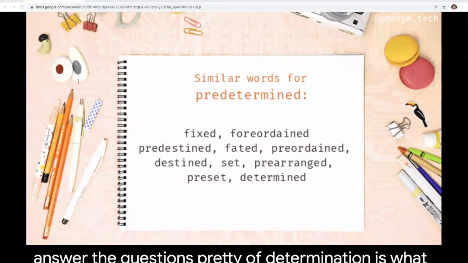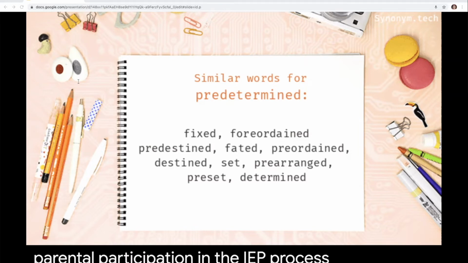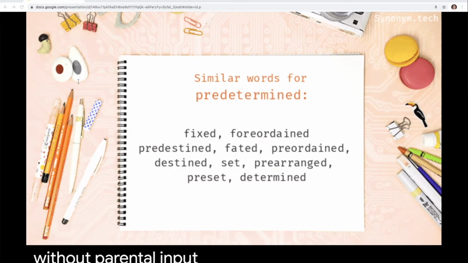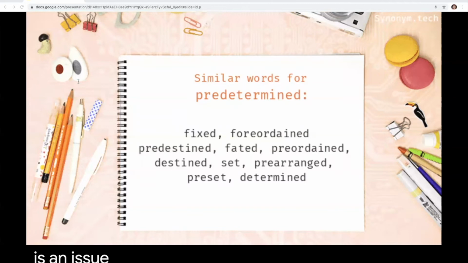Predetermination is what occurs when a district does not allow for meaningful parental participation in the IEP process and determines the child's program and placement without parental input. The district violates the IDEA when it predetermines a child's IEP or placement. This is an issue litigated with increasing frequency in disputes over the development of an appropriate program for a child.